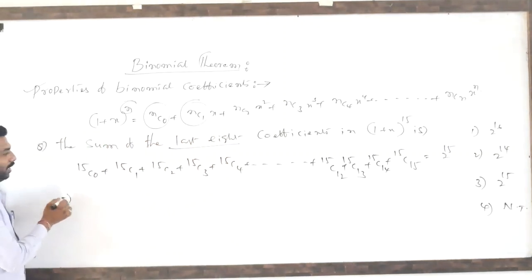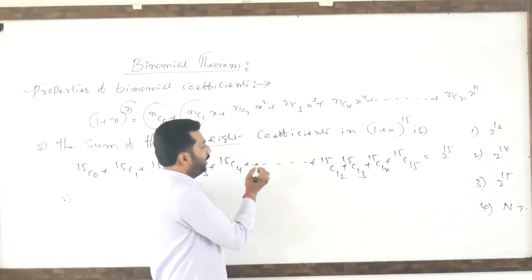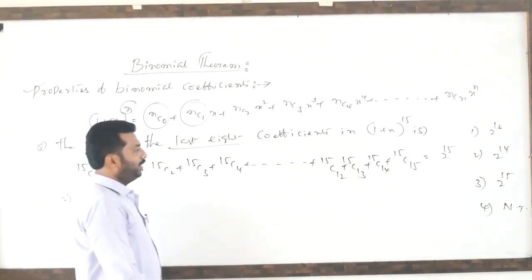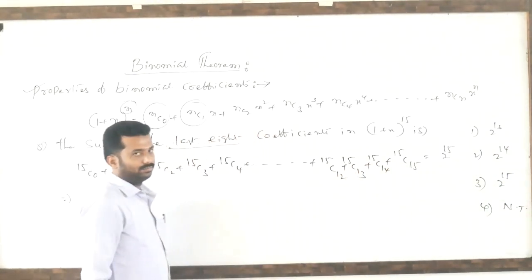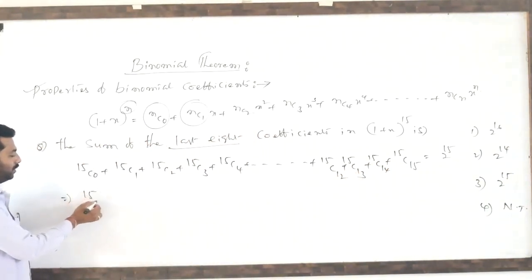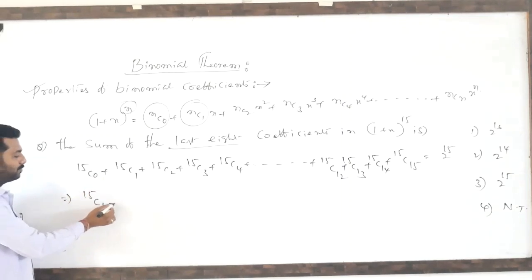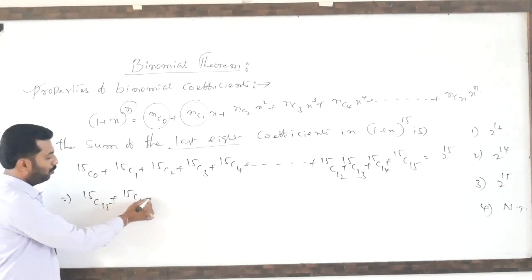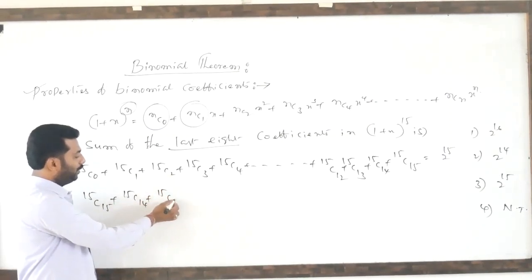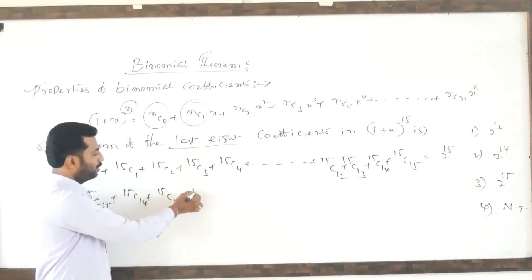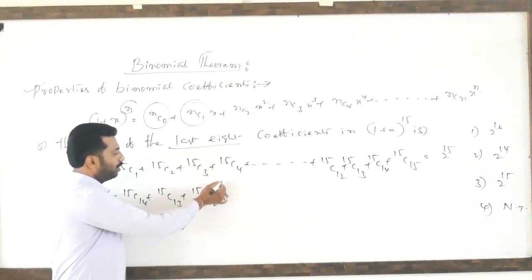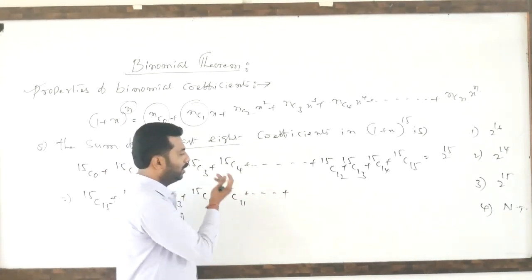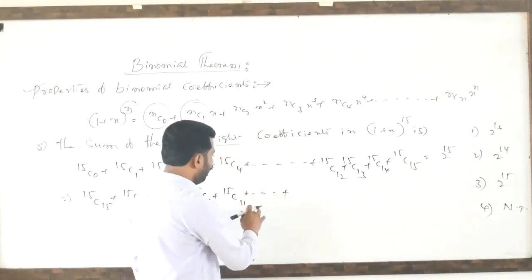So sum of the 8 onwards. Sum of the 8 onwards means, you observe, 15C0 value and 15C15 value are both the same. 15C0 you can also write as 15C15. Difference, 15C14, this difference, 15C13, this difference, 15C12, this difference, 15C11 and so on. So what is the next previous one?